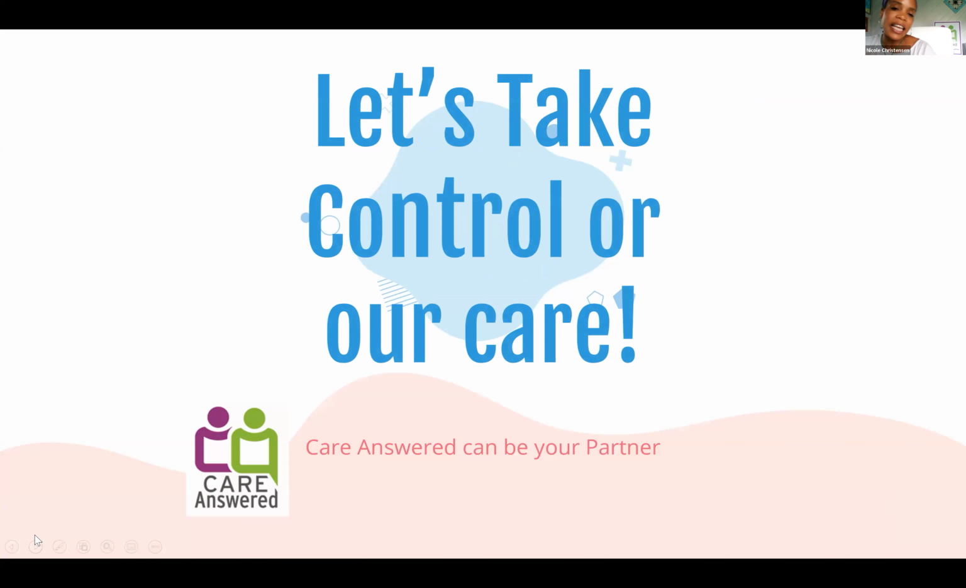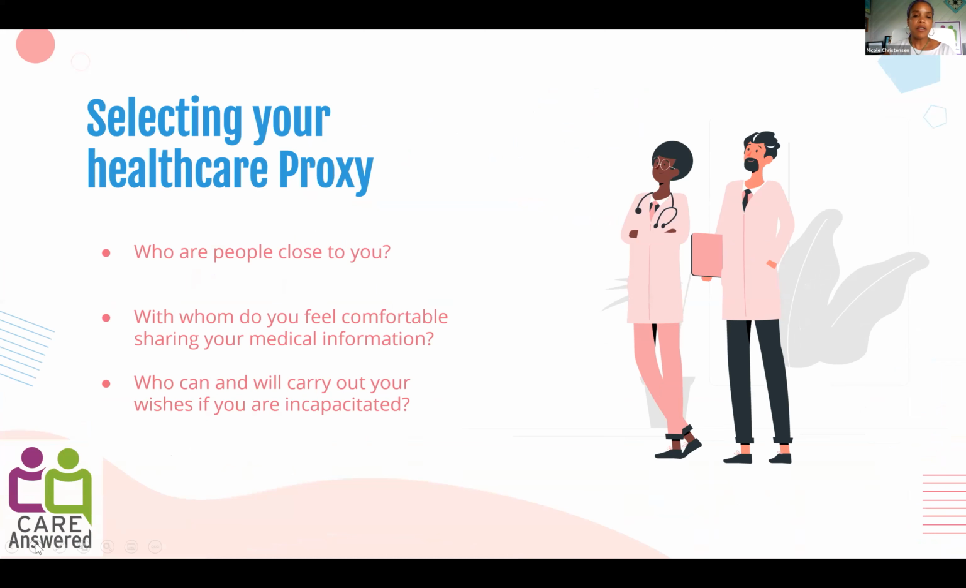Okay, so let's take control of our care. Selecting a healthcare proxy. This is very important when we talked about those numbers that we mentioned before, about those that don't have it or those healthcare proxies that really may not understand what the person wanted. So first you think about who are the people close to you, okay? Just making a list of those people that are very close to you is a starting point, right? Not all of them are going to be appropriate to be your healthcare proxy.